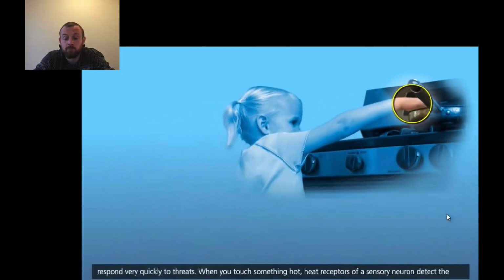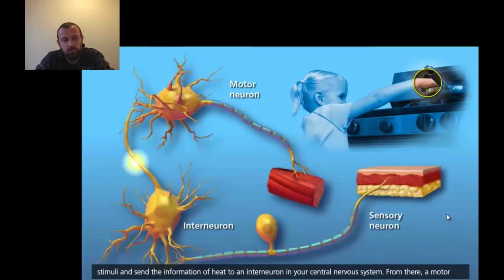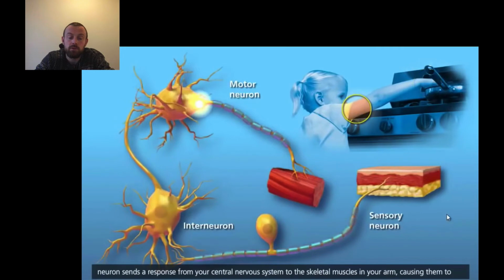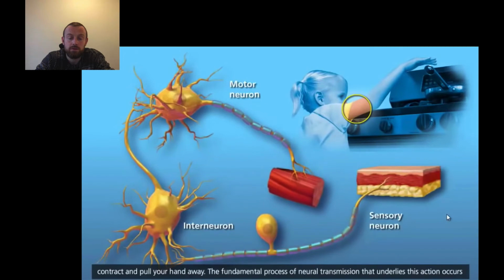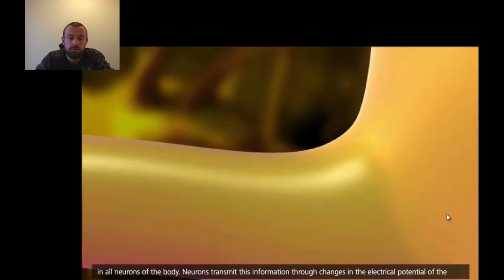When you touch something hot, heat receptors of a sensory neuron detect the stimuli and send the information of heat to an interneuron in your central nervous system, a relay neuron. From there, a motor neuron sends a response from your central nervous system to the skeletal muscles in your arm, causing them to contract and pull your hand away. The fundamental process of neural transmission that underlies this action occurs in all neurons of the body.